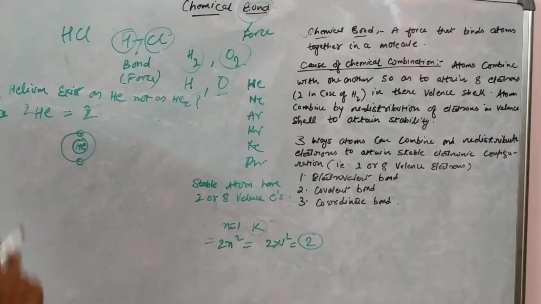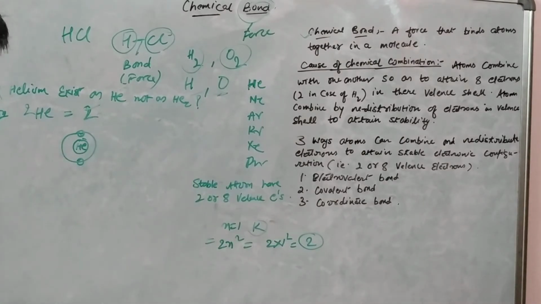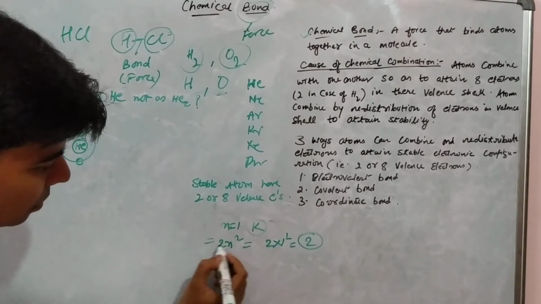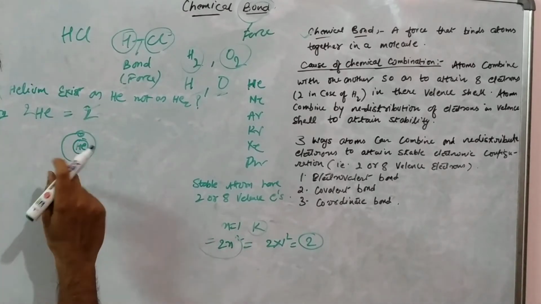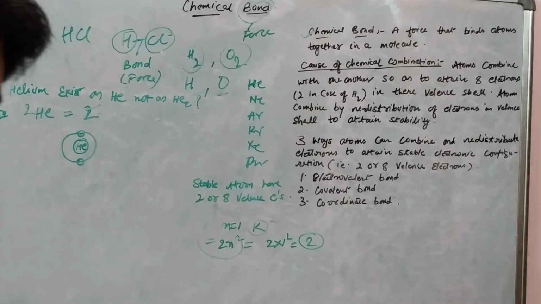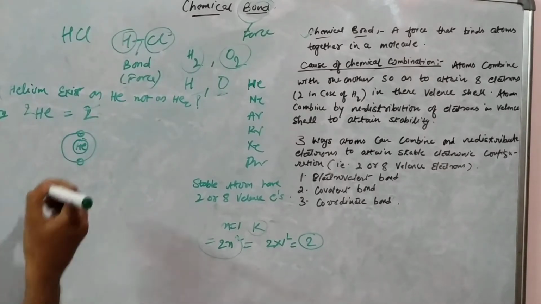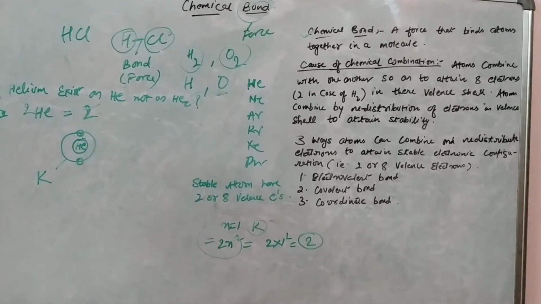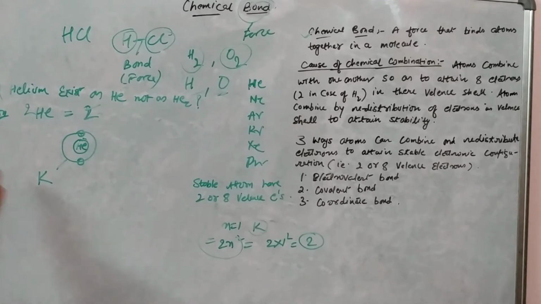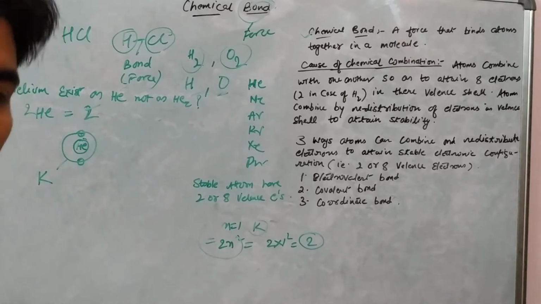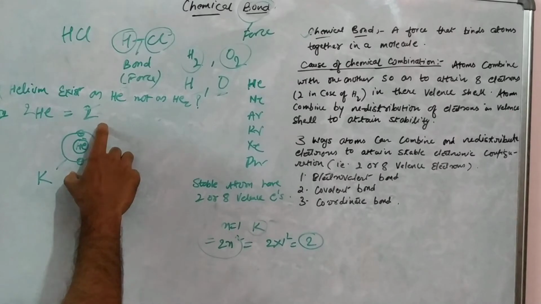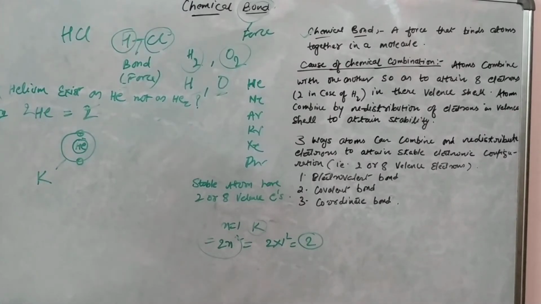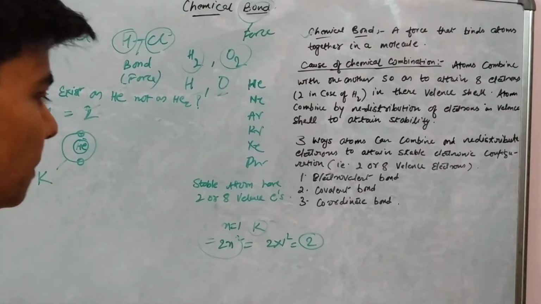Since it has 2 electrons in its outermost orbit, it complies with this formula 2n square, right. So the helium atom already has the maximum number of electrons that this K shell can accommodate. So it will not react with any other atom. Why? Because it already has 2 electrons, so it is stable.